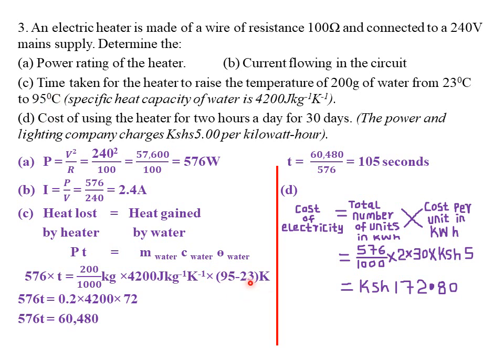In case you are not able to understand, we discussed that under quantity of heat, so just review our lessons on that. You'll be able to catch up. So 95 minus 23 Kelvin. Again, I'm using Kelvin because those are the SI units for temperature.